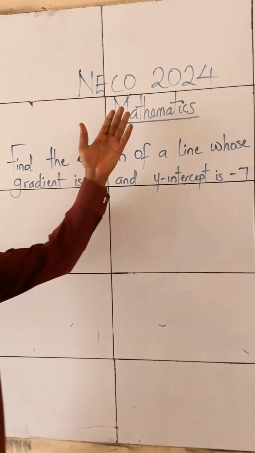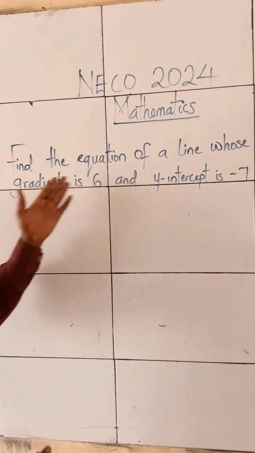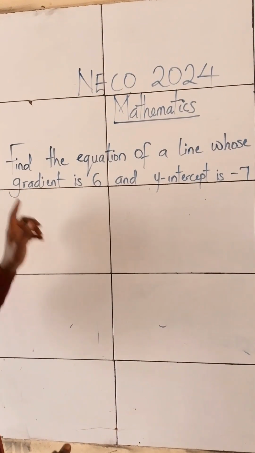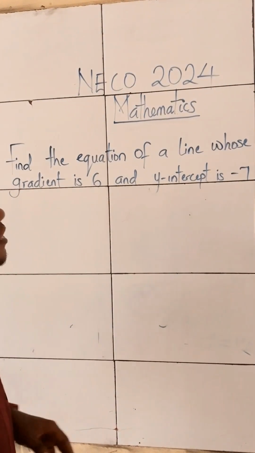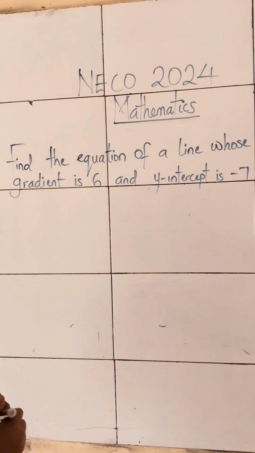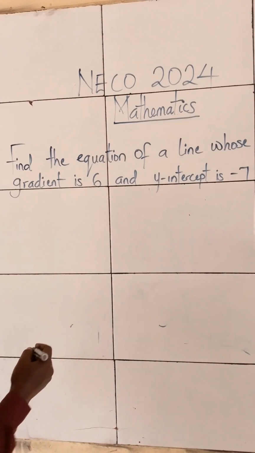All right, students, let's quickly tackle this NECO 2024 mathematics. Okay, so this question is on a straight line, and the question says, find the equation of a line whose gradient is 6 and y-intercept is -7. Honestly, this question is very simple and straightforward. So what is expected of you here? Just write the general formula for equation of a line.